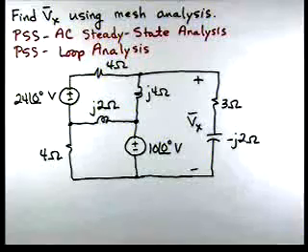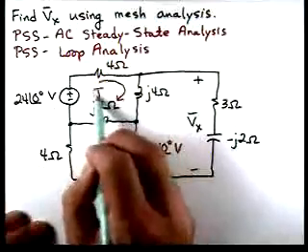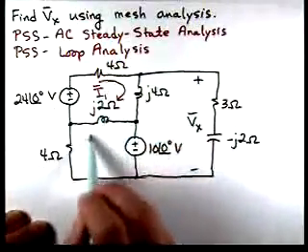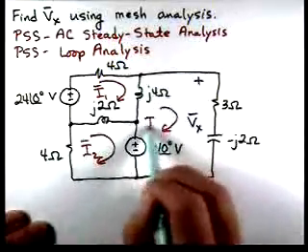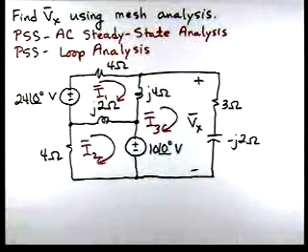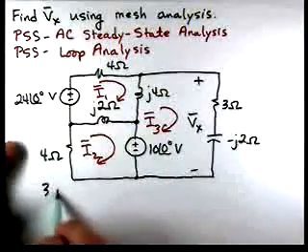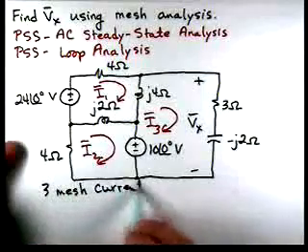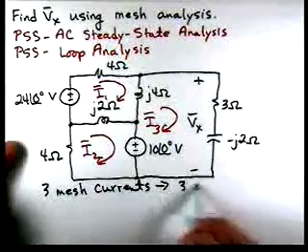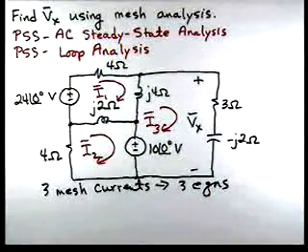So if we look in the circuit, let's assign, we'll have three meshes, so we're going to have three currents: I1, I2, and I3. So now we have three currents. So we're going to need three equations.